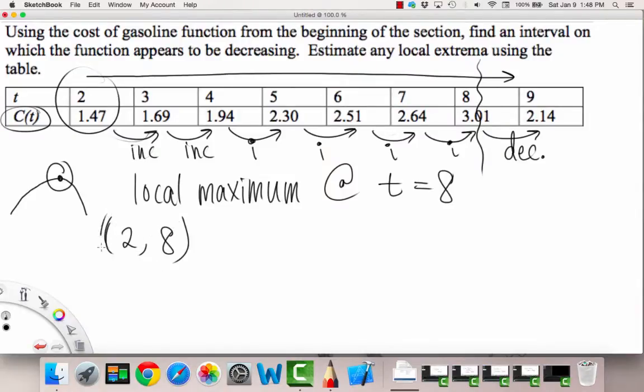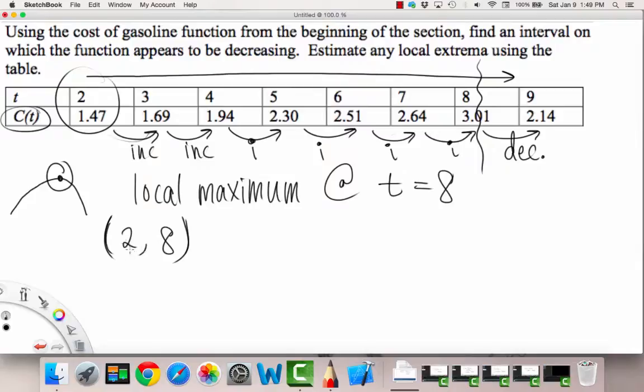And I always use rounded brackets here. I mean, you could use square brackets, I think either is okay, but I use rounded brackets in the sense that, for example, at the point where t equals 8, we're neither increasing nor decreasing. We're switching over. So both can't really be happening at the same time. So anyways, I always use rounded brackets, okay?